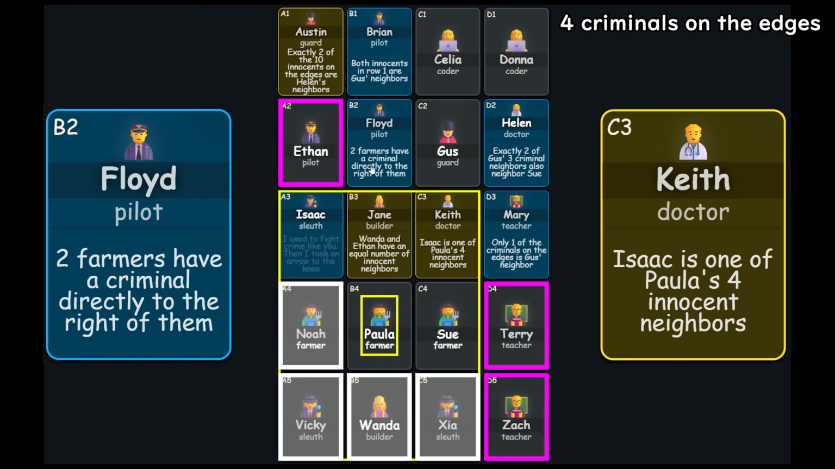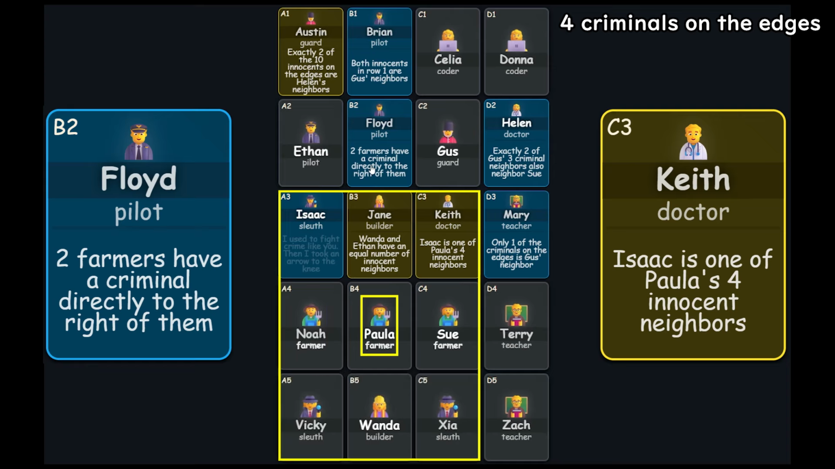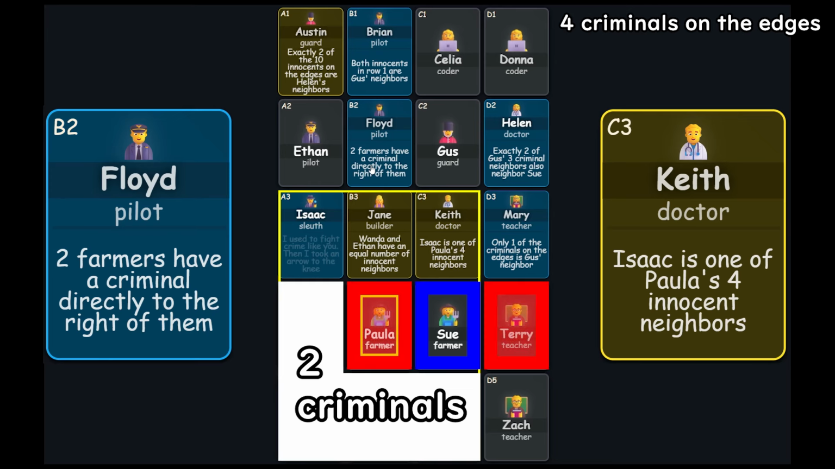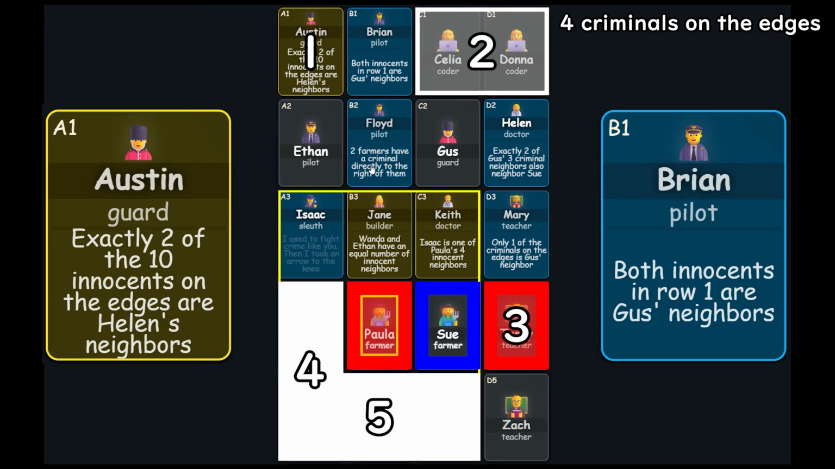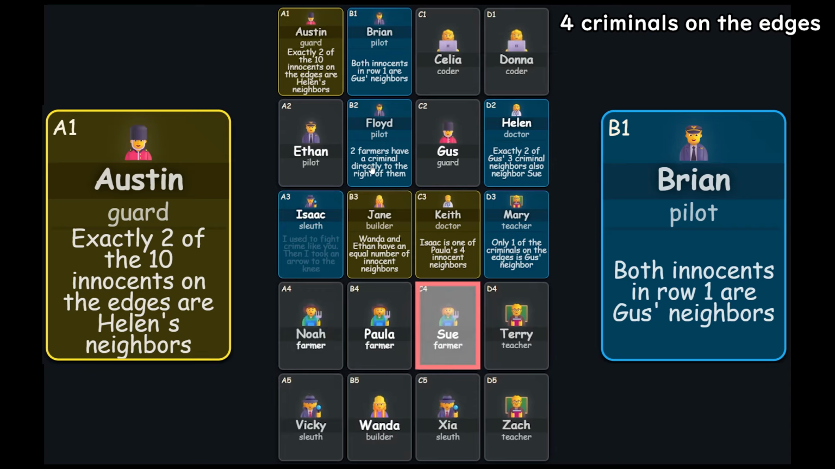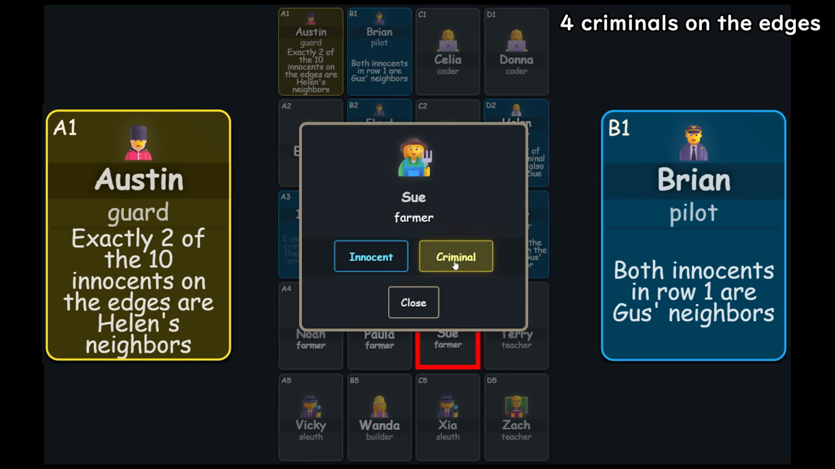Then, if any of the remaining people on the edges happen to be a criminal, that would be a contradiction, since there must be only 4 criminals on the edges and not 5. This is what led me to make a false assumption that Sue is innocent, because then with Floyd's clue, Paula and Terry would become criminals, and both of Paula's remaining criminal neighbors would be on the edges. Like I mentioned, this causes 5 criminals on the edges, violating Austin's clue, a contradiction. Therefore, we can mark Sue as a criminal.